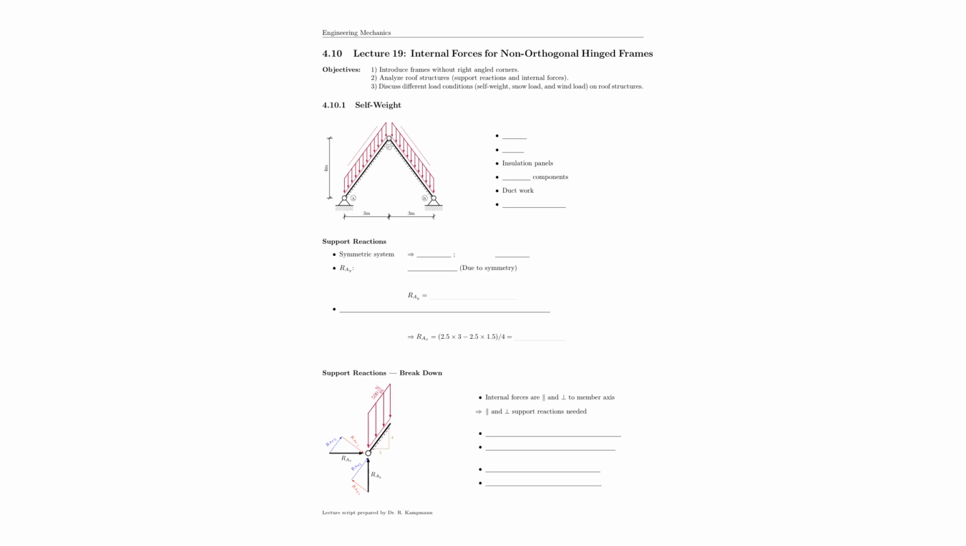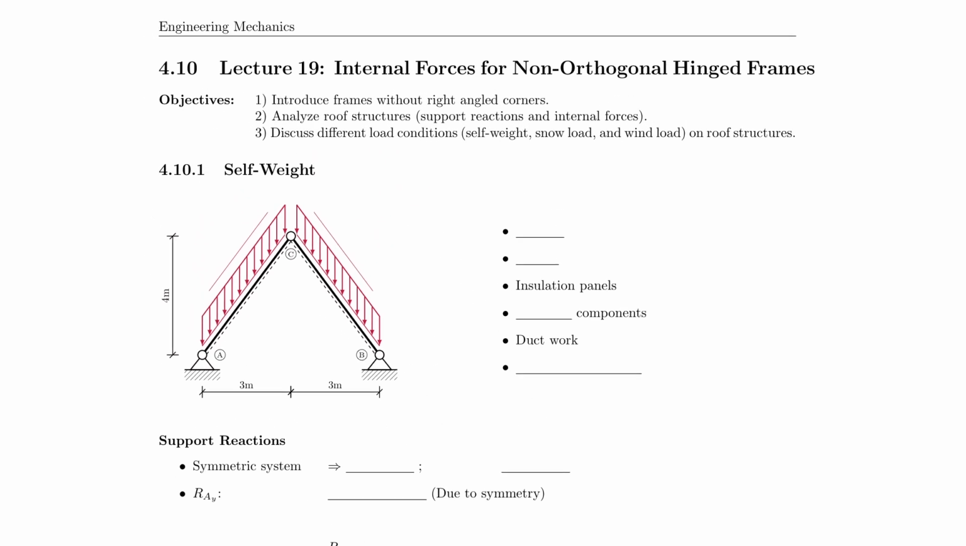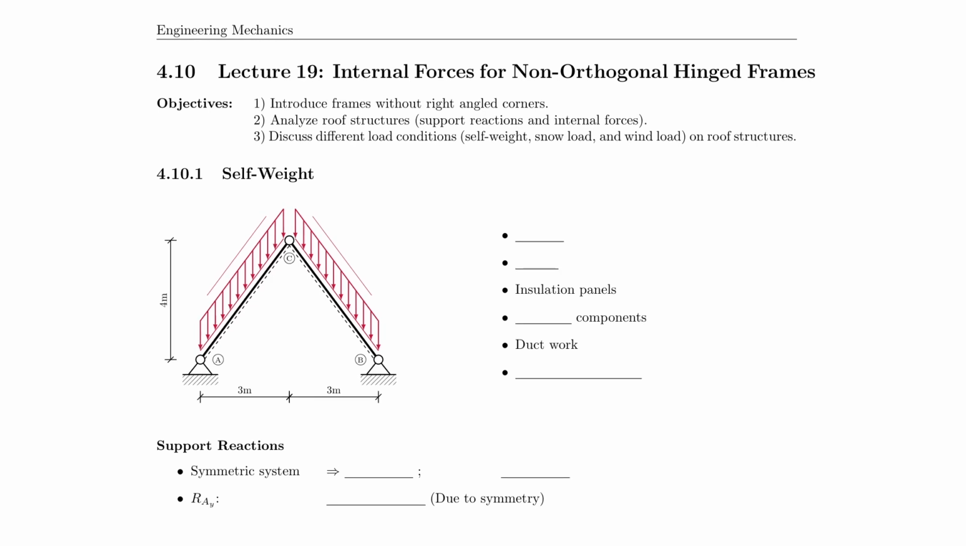Welcome back to Engineering Mechanics, Lecture 19. And in Lecture 19, we will focus on internal forces for non-orthogonal hinged frames. These non-orthogonal hinged frames is a fancy word for pretty much roof structures and anything else that has non-right-angled corners.